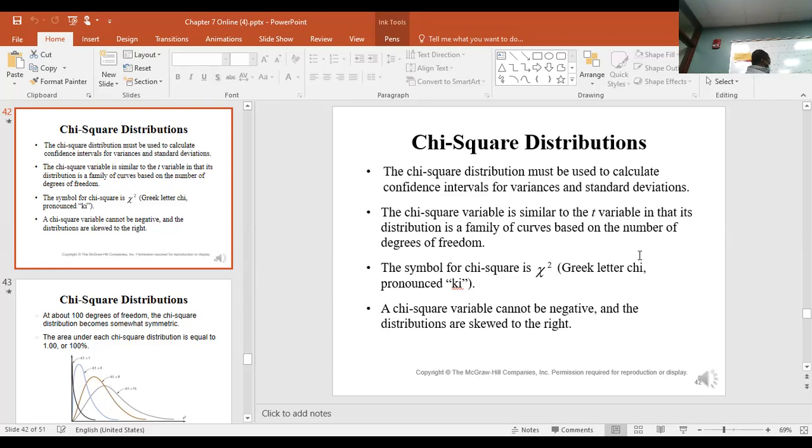So it is generally used for the right side, unlike the Z and the t distribution. So if this area is alpha over 2, this one will be called chi-square alpha. So now we are going to learn how to find this value. If this area is alpha over 2, because we are dealing with the right tail.